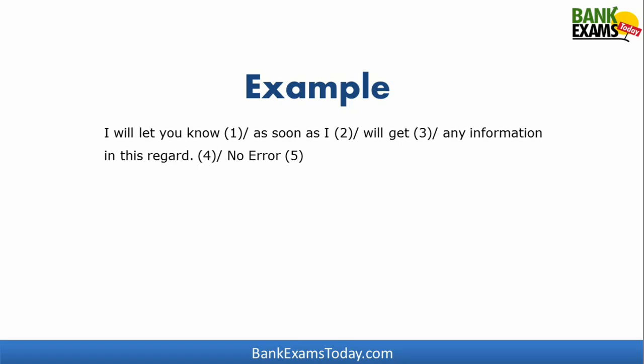Even if it is a small sentence, you have to read it 2 or 3 times to find out the exact error. Sometimes we think there is an error in something which doesn't have one. So try to read the sentence 2 or 3 times so that you can find the actual error. Okay. Next, moving to the next sentence.